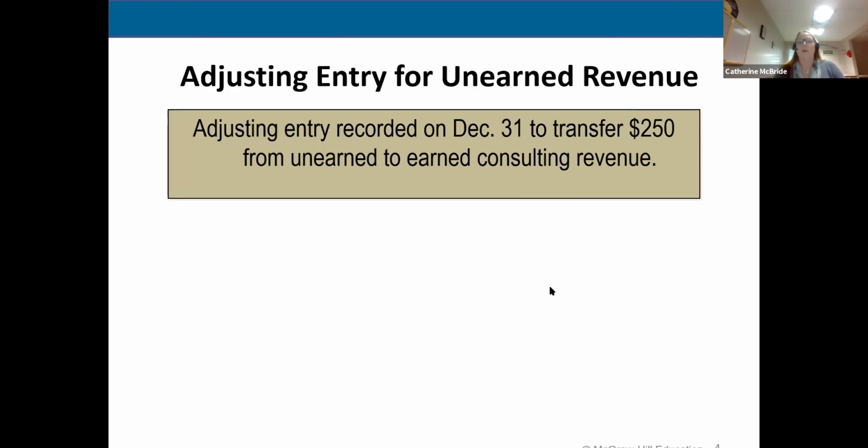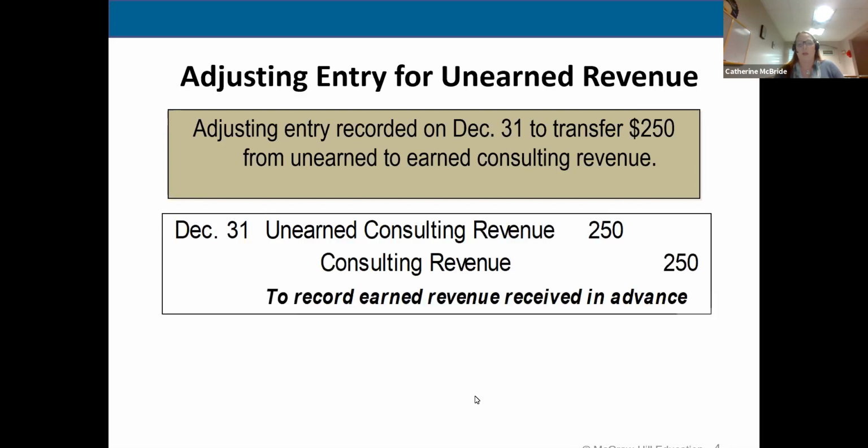So on December 31st, the journal entry is going to look like this. We have decreased our liability. Unearned consulting revenue is a liability. When we decrease a liability, we debit it. We have increased revenue. When we increase revenue, we credit it. So we've debited unearned consulting revenue and credited consulting revenue.